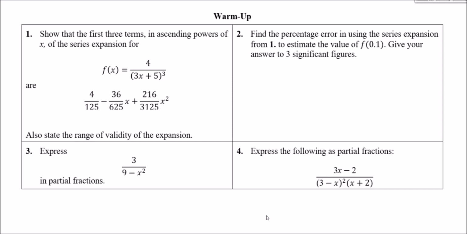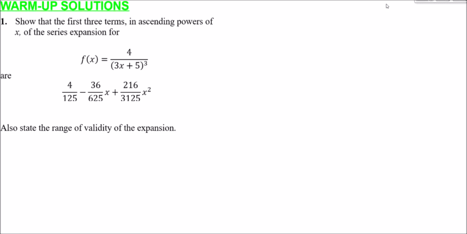Okay, so I'm going to assume you've had a go at these now. So let's have a look together at the solution to warm-up question 1. Here for warm-up question 1, we have to show that the first three terms in ascending powers of x of the series expansion for f of x being 4 over (3x plus 5) cubed are these three here, which look quite horrible. We also need to state the range of validity of this particular expansion.